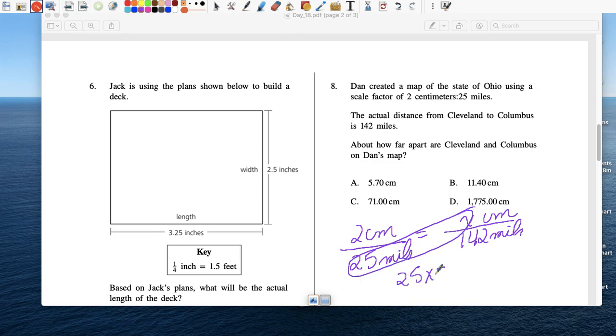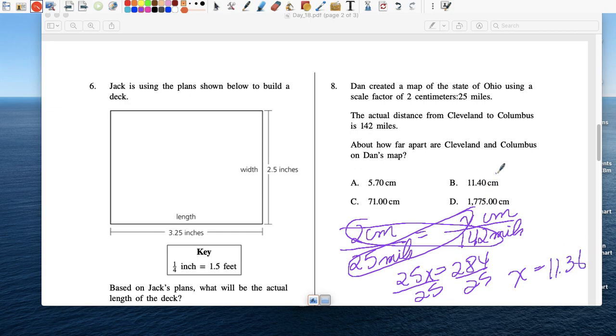25x. 2 times 142 is 284. Divide both sides by 25. And x equals 284 divided by 25 equals 11 point, I guess they rounded. Well, it's 11.36. You round to the nearest 10th. They got 11.4. So 8 is B.